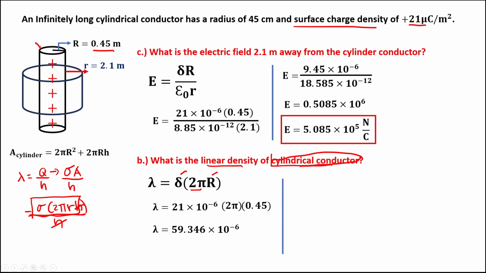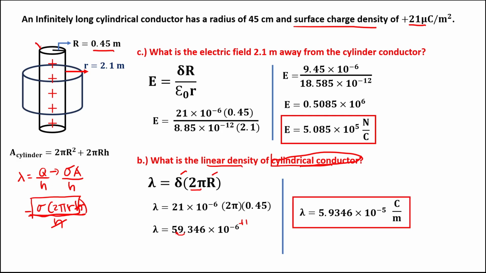Then to write this one in standard scientific notation, move 1 to the left. So therefore, plus 1. So the linear density is 5.9346 times 10 to the power negative 5. And for the unit, that's coulomb per meter.